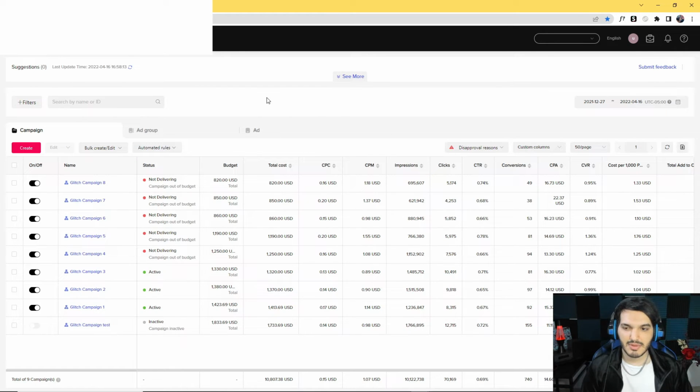Now I know this may seem normal on the surface, but there's actually a reason why this is called a glitch method. There's something going on behind the scenes, something with the bidding strategy and the ad groups.